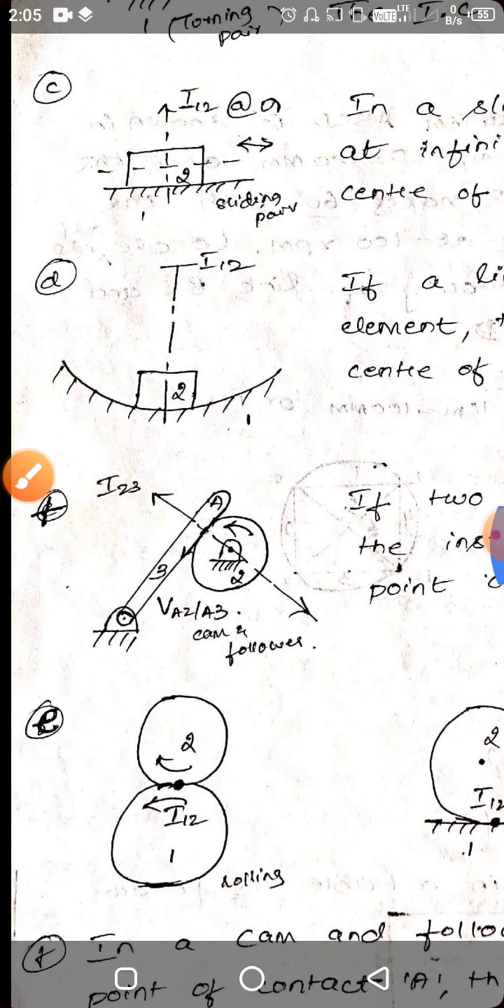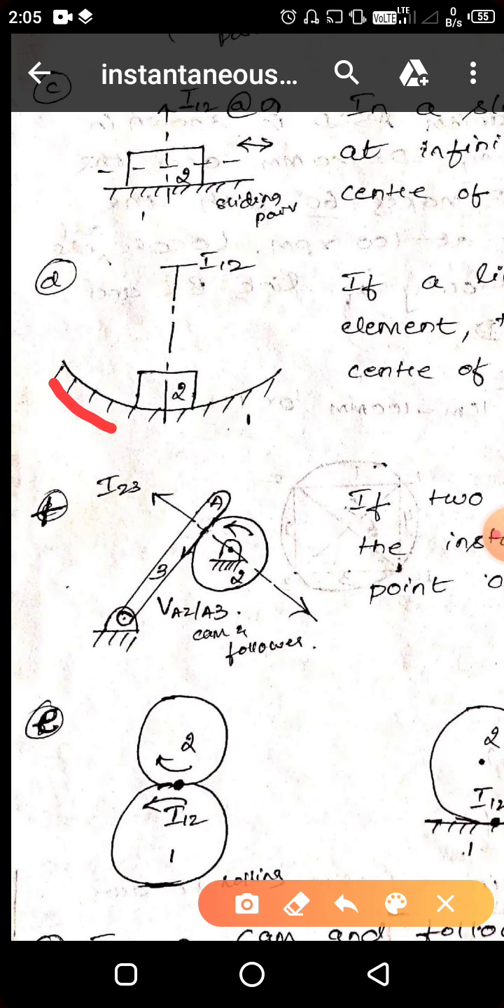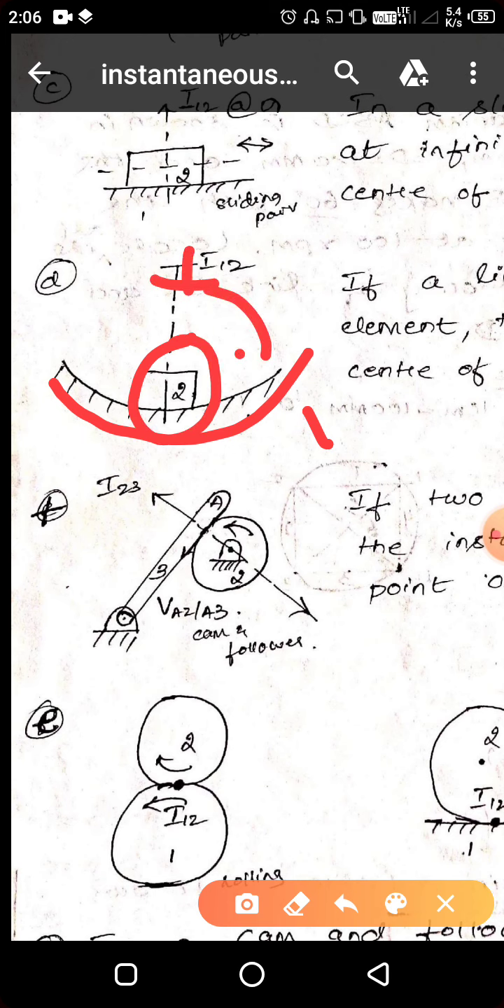Next we have a slider moving on a curved path. Again the same idea applies. The instantaneous center between this curved path 1 and the slider 2 is assumed to be at the center of the curved path. This is the instantaneous center in this case.